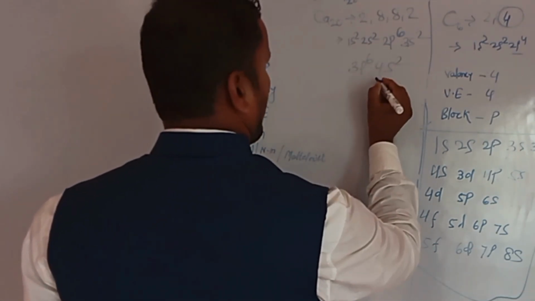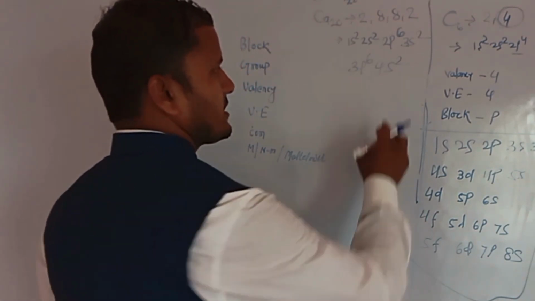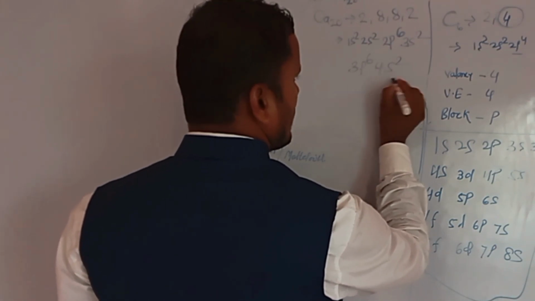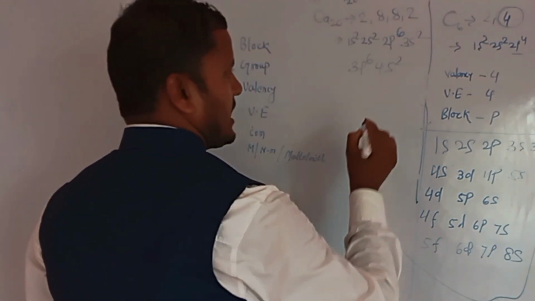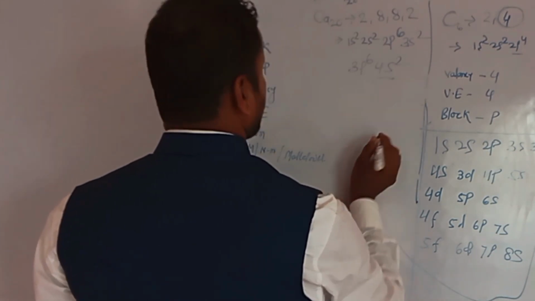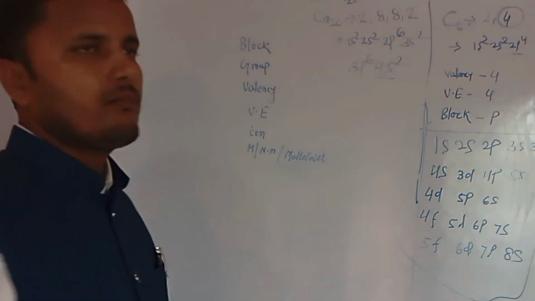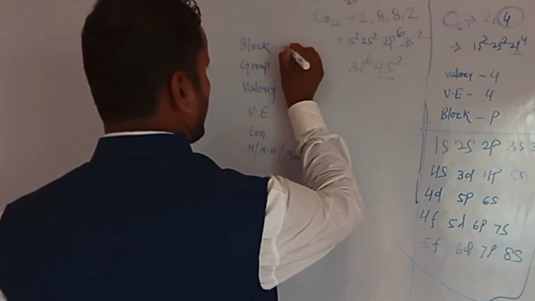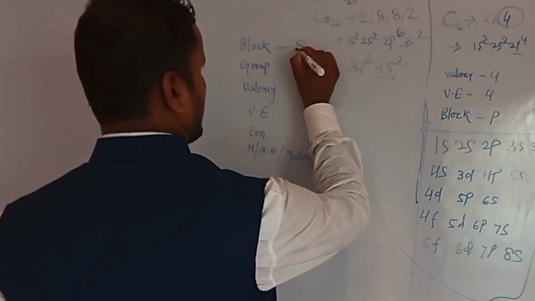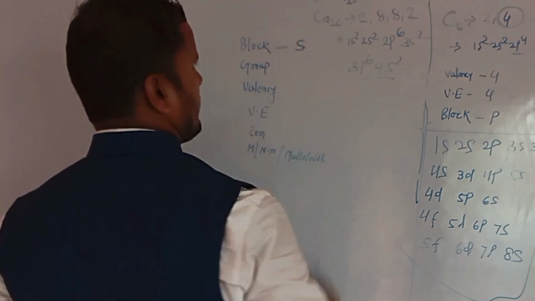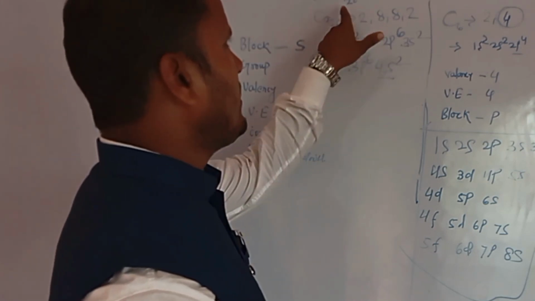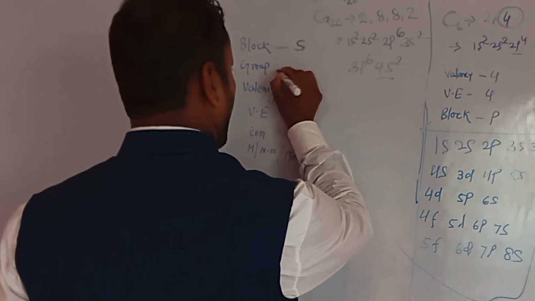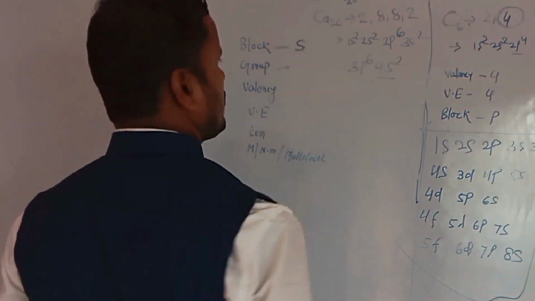Now, what is the block of calcium? In which block is the last electron? In block S. So calcium is an element of block S. If you find S block, then you have to find calcium. How to find group?